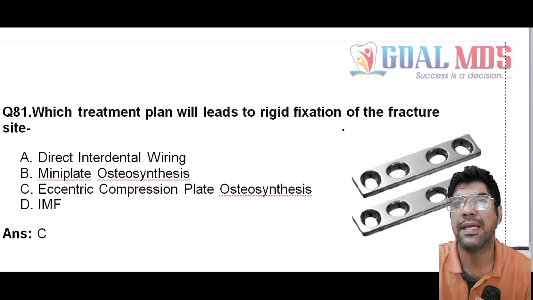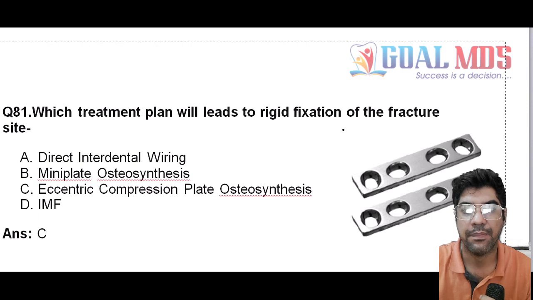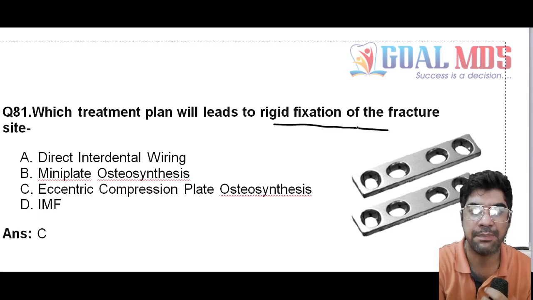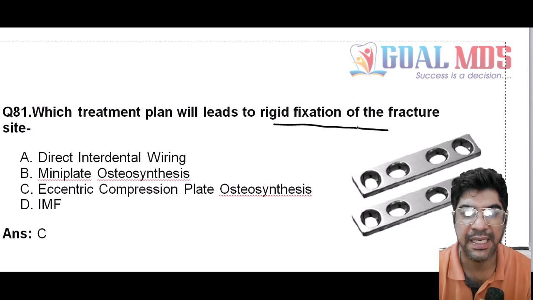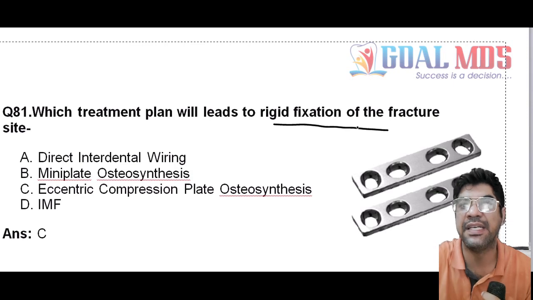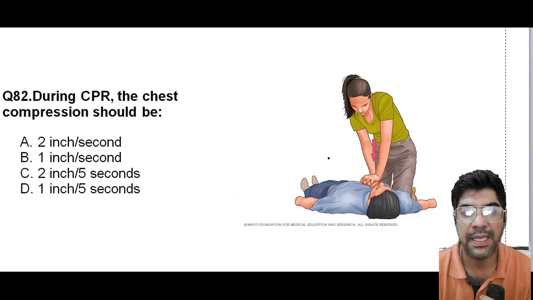Which treatment plan will lead to rigid fixation of the fracture site? So the answer is eccentric compression plate osteosynthesis. It is a technique that involves applying a compression plate to hold the fractured bony segments together. So that will provide rigid fixation of the fracture site, which is important for proper healing and bone alignment.